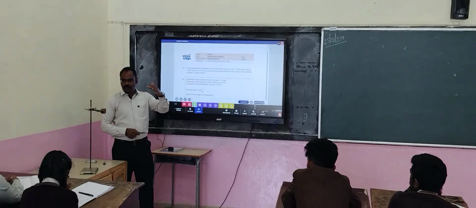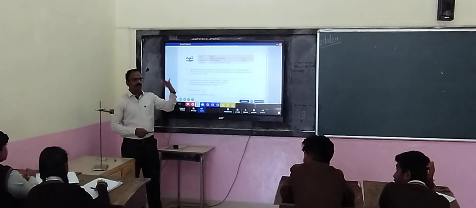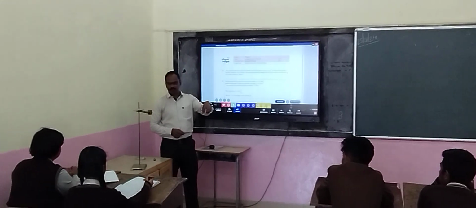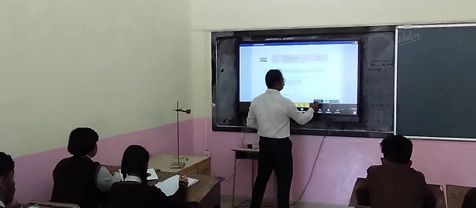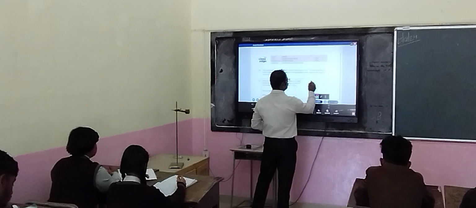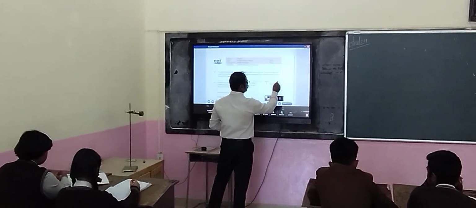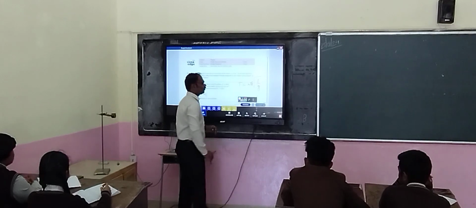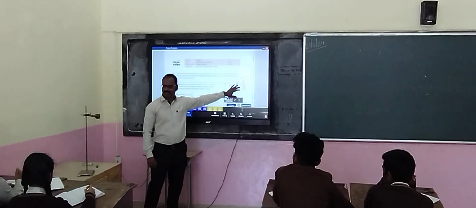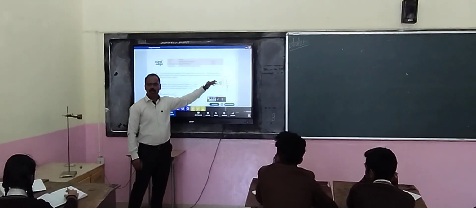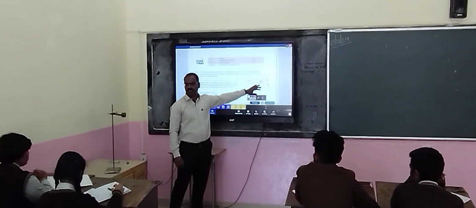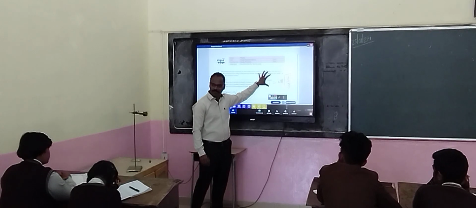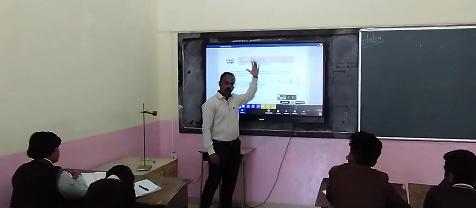We know that the time period will change because the gravity is also changing. On the surface of the moon, we use the equation T equals 2 pi root of L by g. The gravity on the moon will be less, only 1 by 6 times the gravity on the surface of Earth. So what will happen to the time period? The time period will be more.